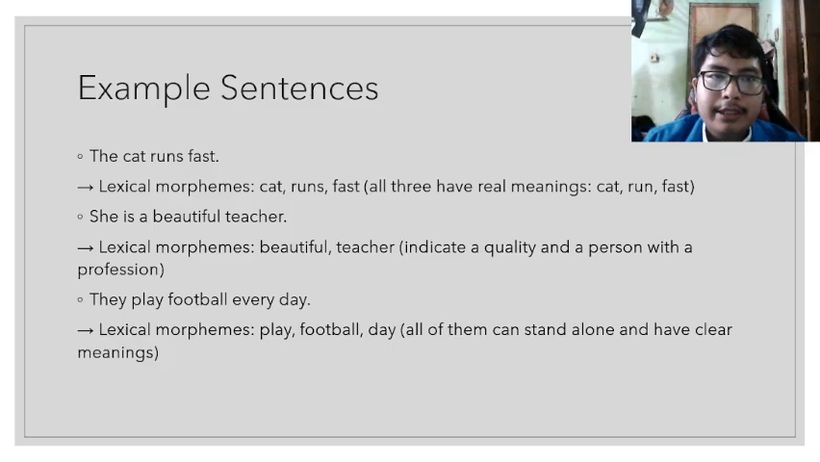For an example sentence, the cat run fast. The lexical morphemes are the, cat, run, fast. All three have real meaning: cat, run, fast. She is a beautiful teacher. Beautiful and teacher are lexical morphemes, indicating a quality and a person with a profession. They play football every day, and the lexical morphemes are play, football, and day. All of them can stand alone and have clear meaning.